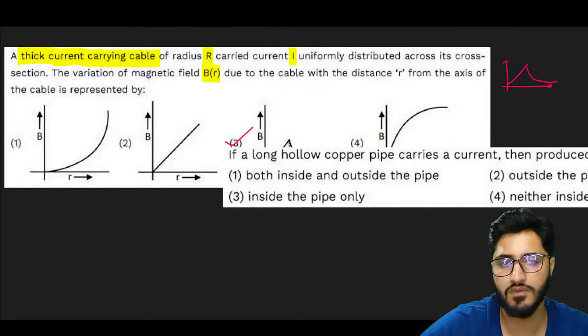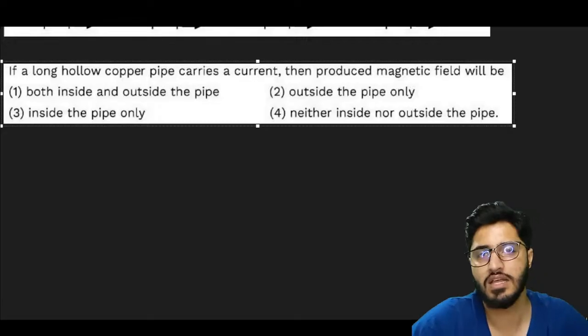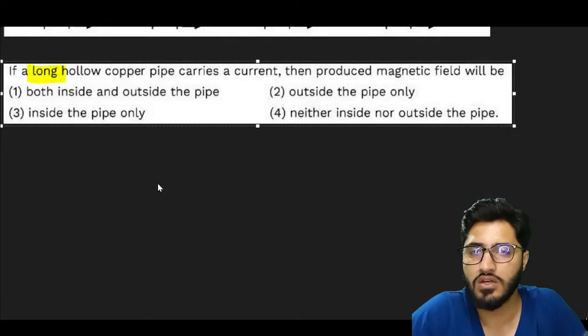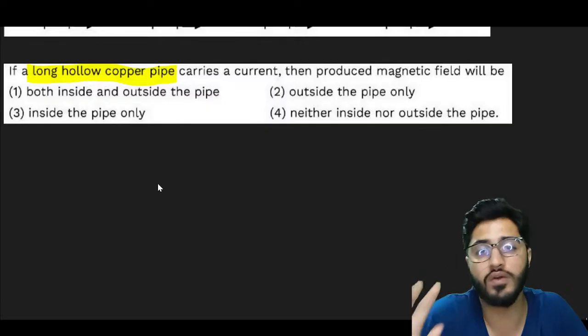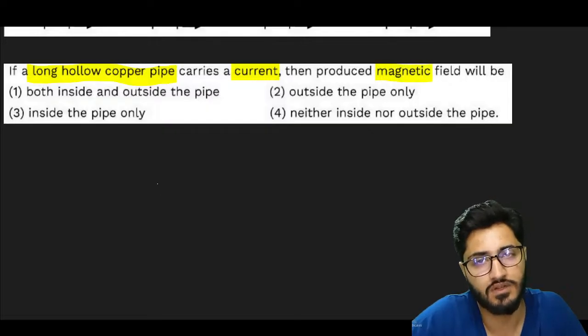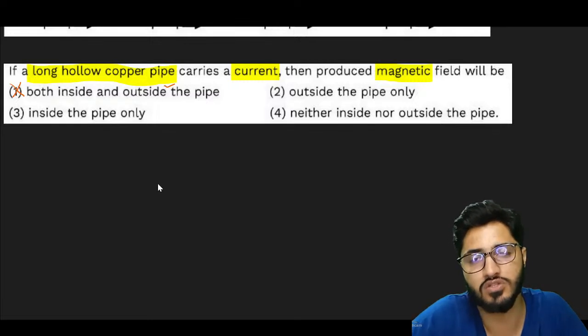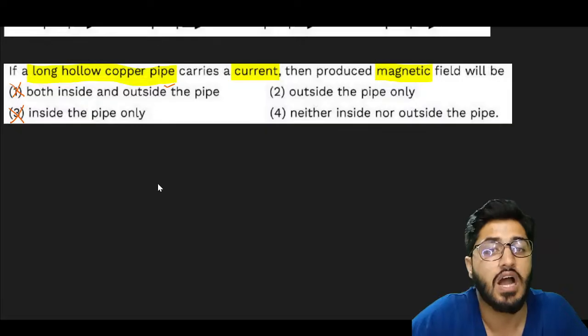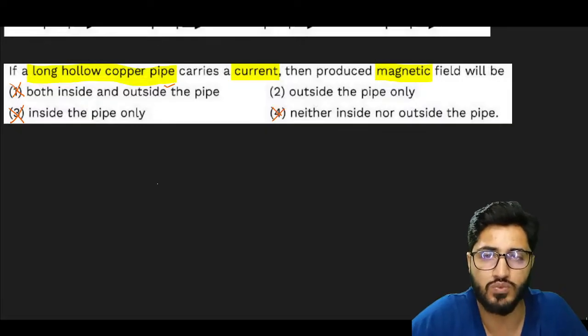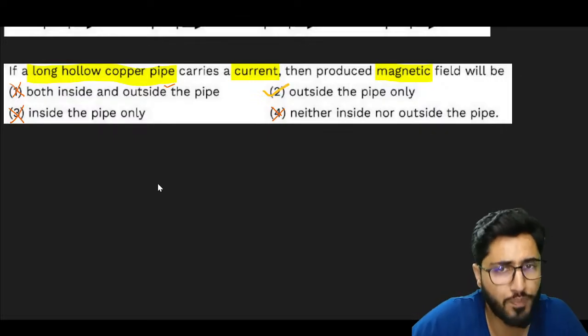Give me the answer of this one now. A long hollow copper wire, that means it is hollow inside, carries current I. Then the produced magnetic field will be... Sir, both inside and outside? Outside is present but inside is not. Inside the pipe it is wrong. Why? Because inside is 0. Outside is present. So the only correct option is 2. Outside only present, mu naught I by 2 pi r.